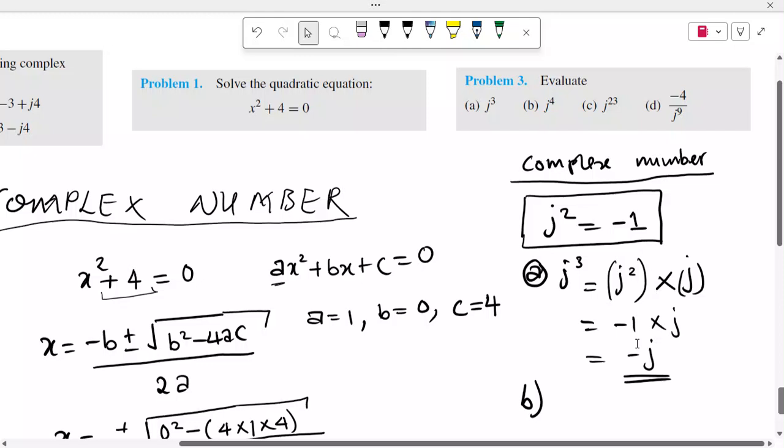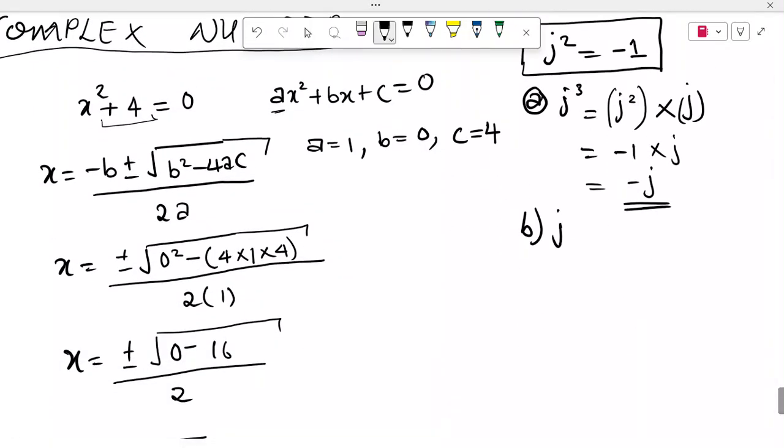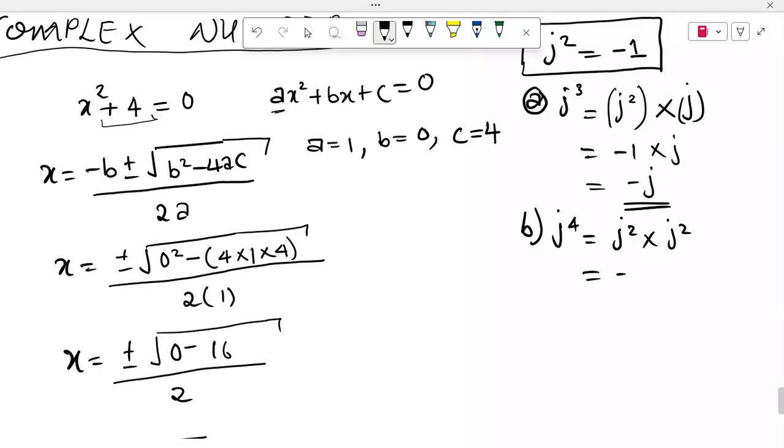So let's say B now. Let's try to answer B, for those who didn't understand. We have j to the power 4. This one is j squared multiplied by j squared, because 2 plus 2 is 4. So j squared is negative 1, multiplied by negative 1. So this is just 1.